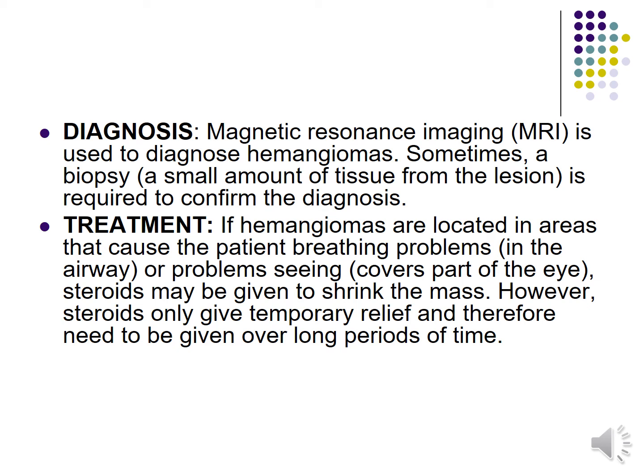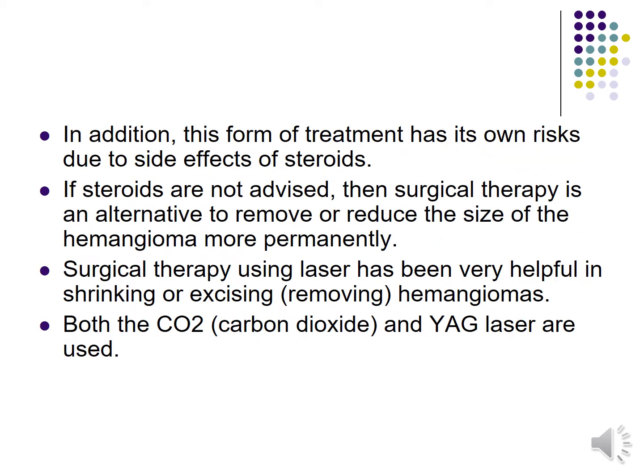If the hemangioma is located in areas that cause the patient breathing problems in the airway, or problems with seeing, if it covers the eyes, steroid may be given to shrink the mass. However, the steroid only gives temporary relief, and therefore needs to be given over a long period of time. In addition, this form of treatment has its own risk due to side effects of the steroid.